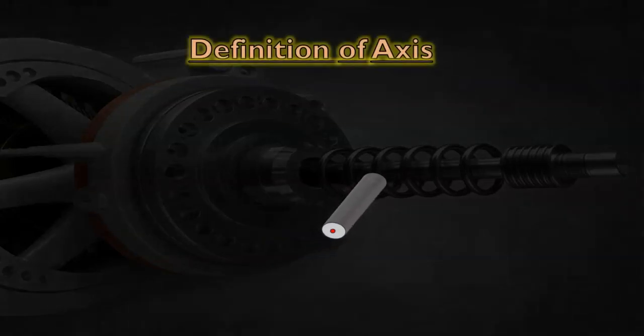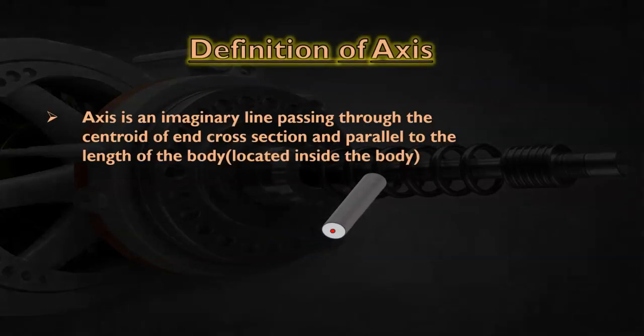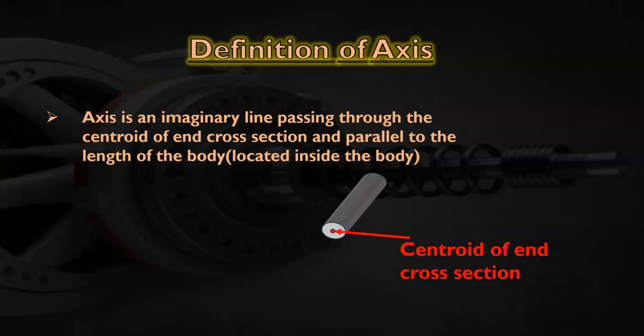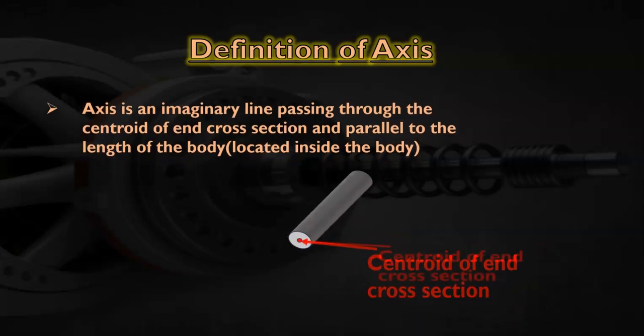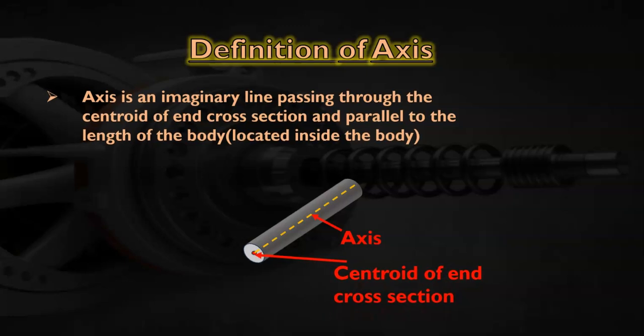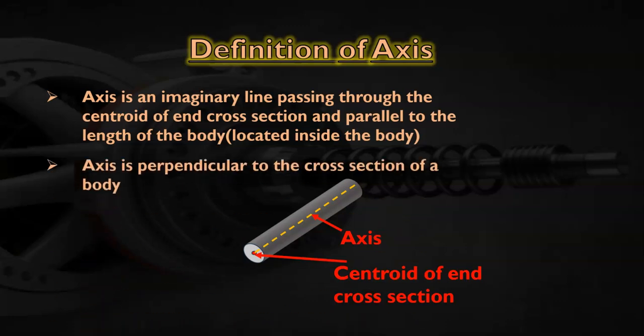Let's look at the definition of axis. Axis is an imaginary line passing through the centroid of end cross section and parallel to the length of the body, and it is located inside the body. So the centroid of end cross section is shown, and the axis is marked connecting the centroid of both the end cross sections. So axis is perpendicular to the cross section of a body.